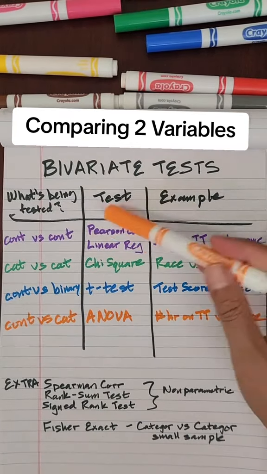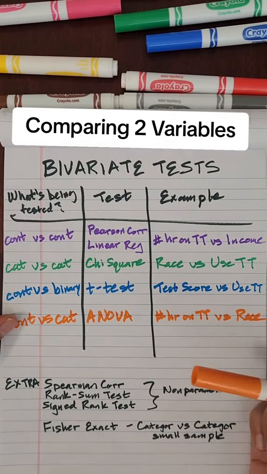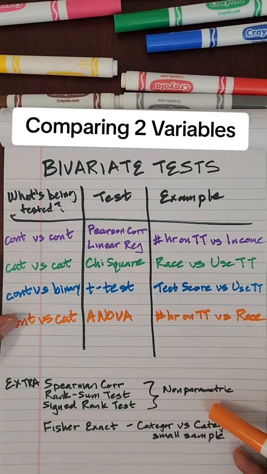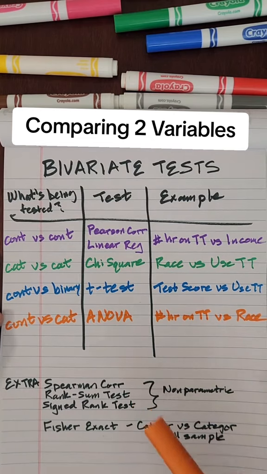So these are some example bivariate tests, as well as what scenario you would use them in. In terms of extra material, we do have some non-parametric tests in case your variable isn't continuous. For example, Spearman correlation, rank sum tests, as well as sign rank tests.